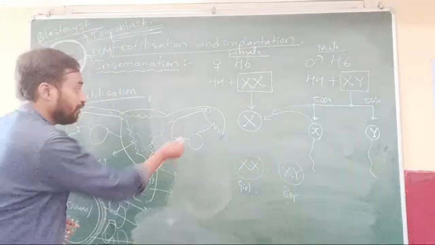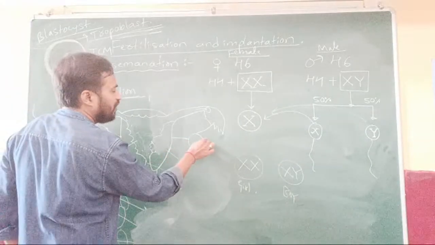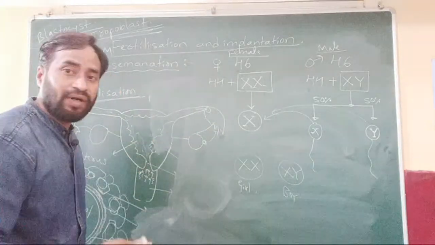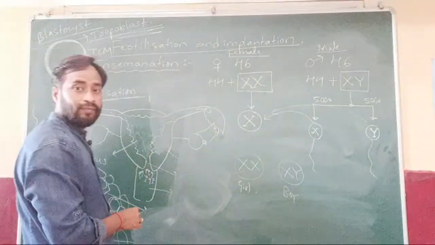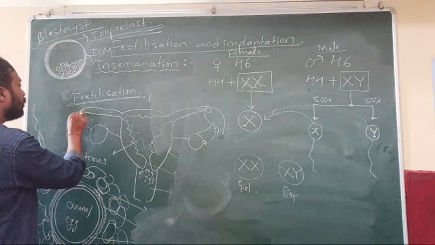Suppose on this side one ovum has come, from this ovary, by some hormonal influence or some conditions. What happens is that this ovary releases one ovum that reaches the ampulla, and in the meantime, suppose this ovary also releases one more ovum.